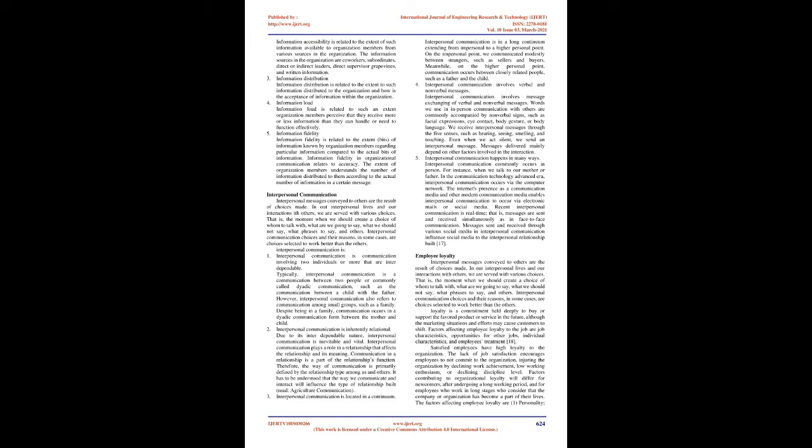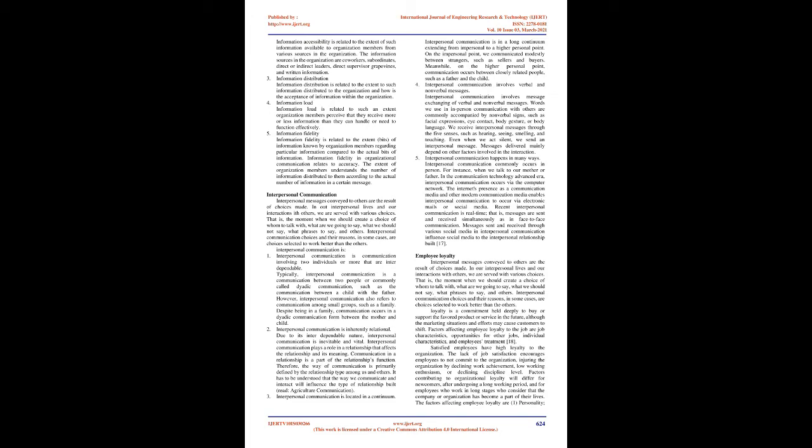In the organizational communication contexts, information management and processing have 5 crucial factors to be considered so that the organization runs effectively. First, information media quality. Information media quality is related to publications, written guidelines, reports, emails, conference videos, voice messages, facsimiles, computer bulletin boards, and other media used in the organization. Second, information accessibility. Information accessibility is related to the extent of such information available to organization members from various sources in the organization.